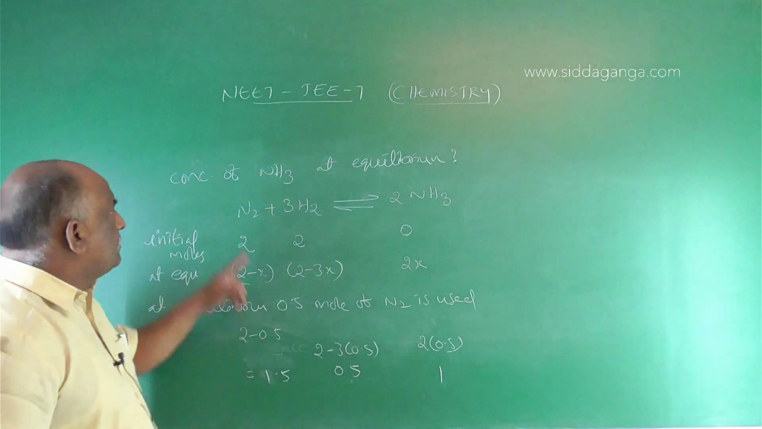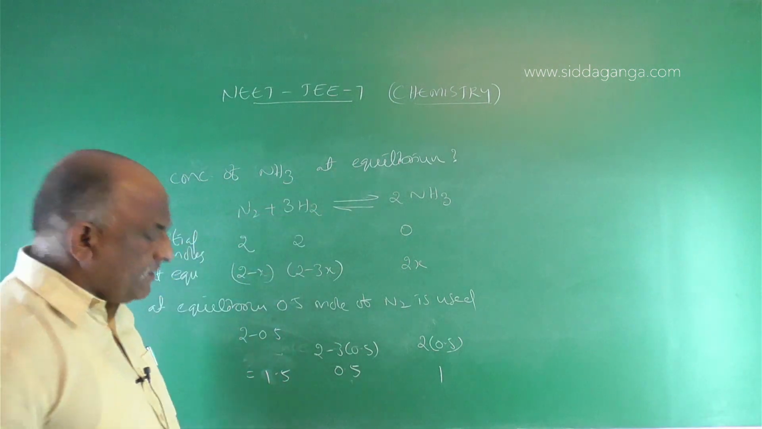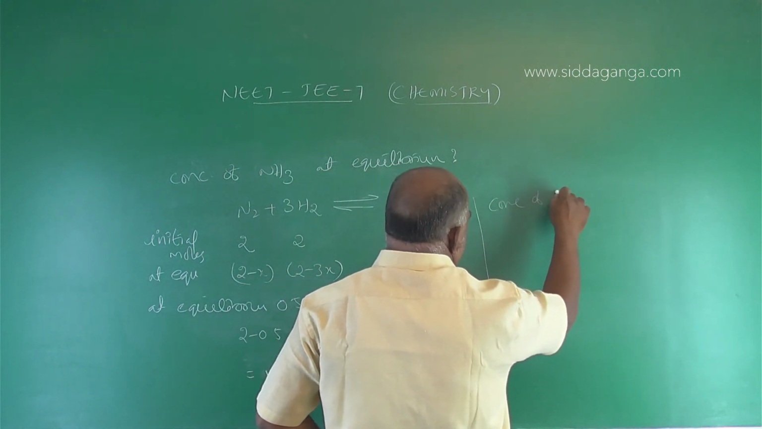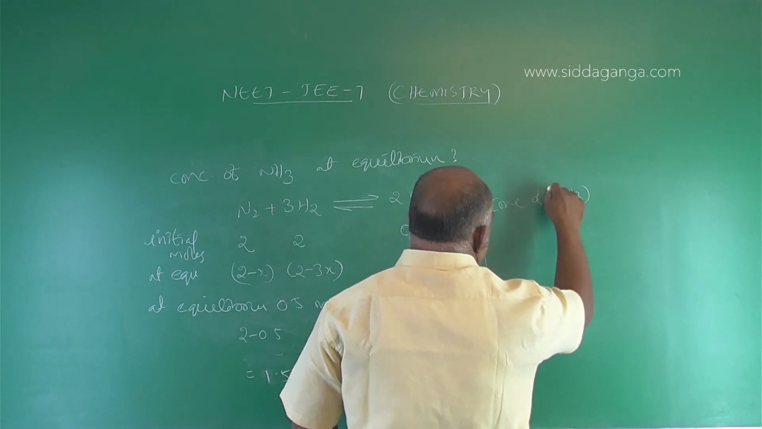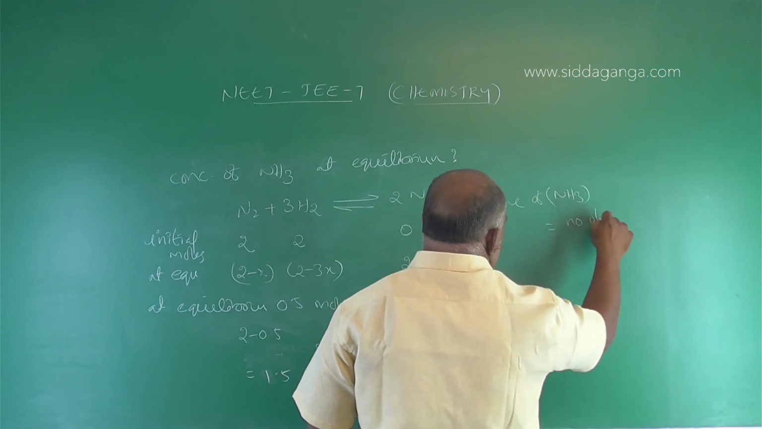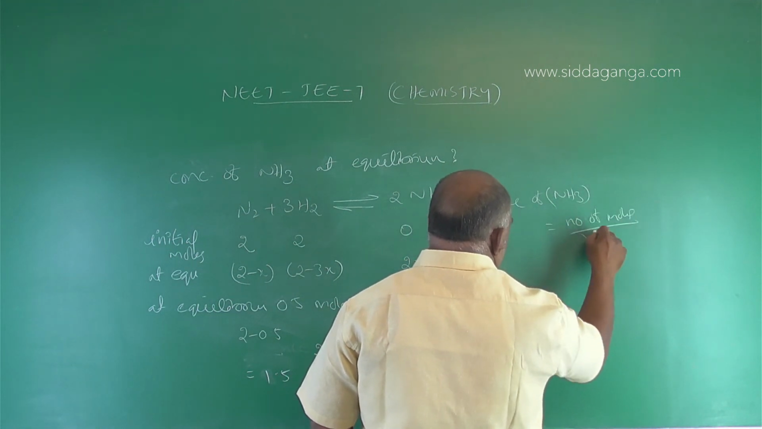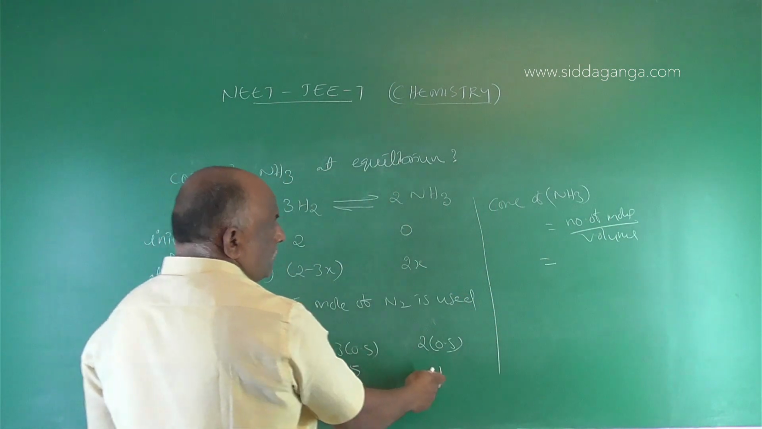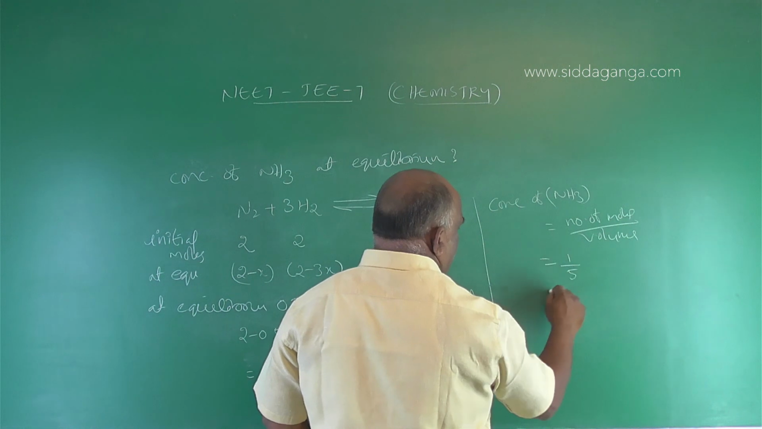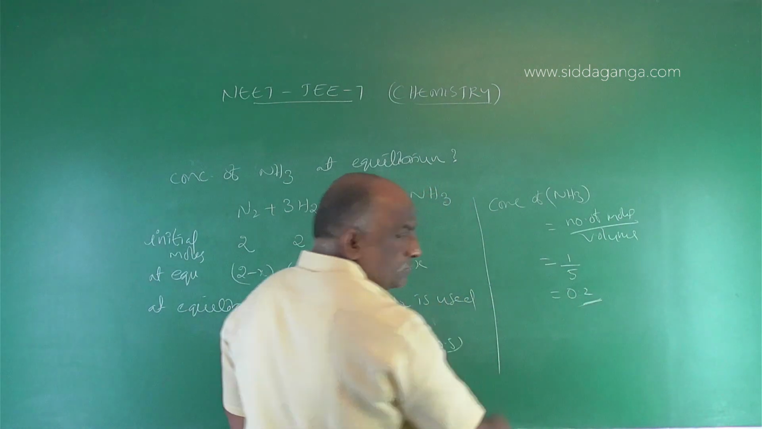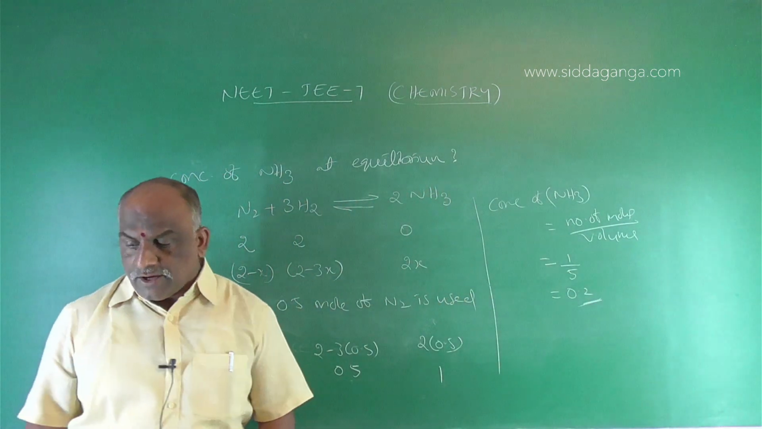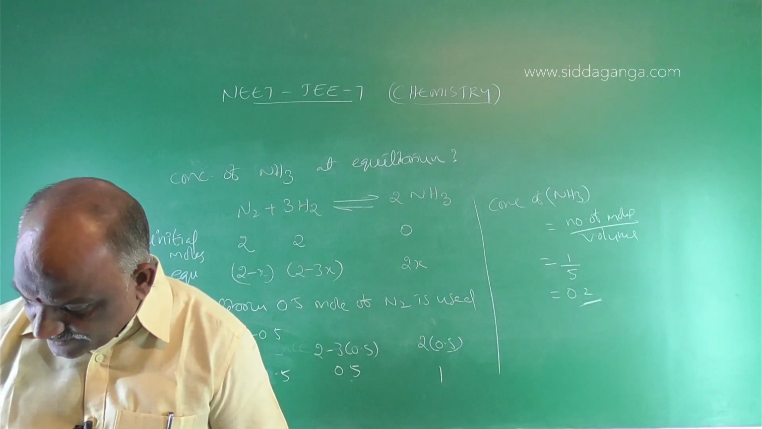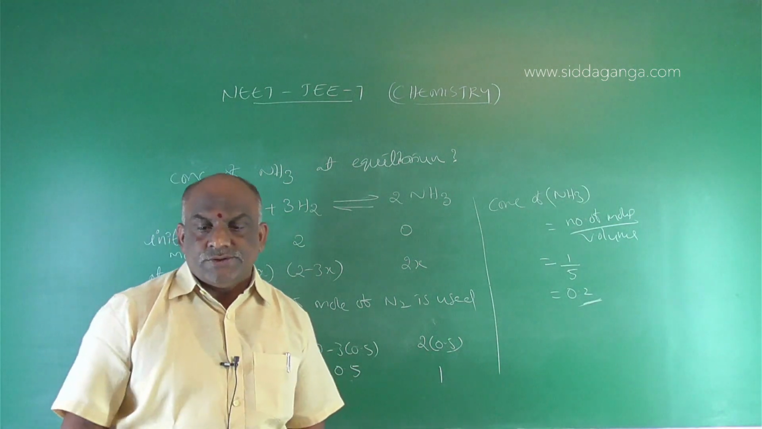But what is the question? Concentration of NH3 at equilibrium. So here we have to find the concentration of NH3. Concentration of NH3 is equal to number of moles divided by volume. Whatever the NH3 moles is, equal to 1, and whatever the volume is, equal to 5 liters. So the answer is 0.2. Option 3 is the right answer for this question. 0.2. I hope you understood this question, my dear students.